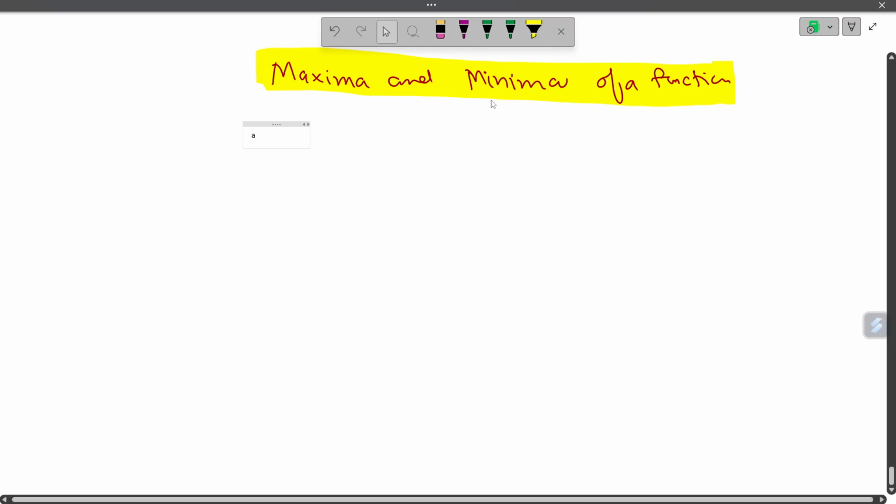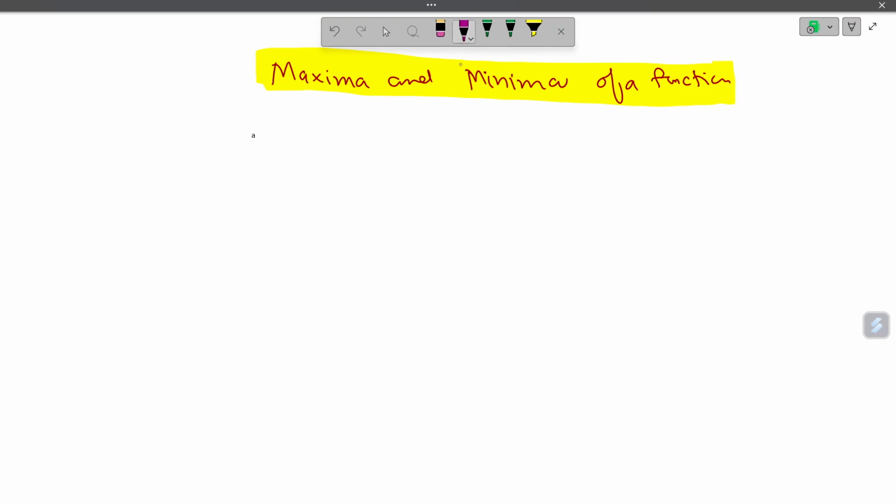Hi everyone. Today we'll discuss maxima and minima of a function. You see, the method is very simple. How to find the maxima? First step, whatever the given function is, write the given function. Okay, that is the given function.